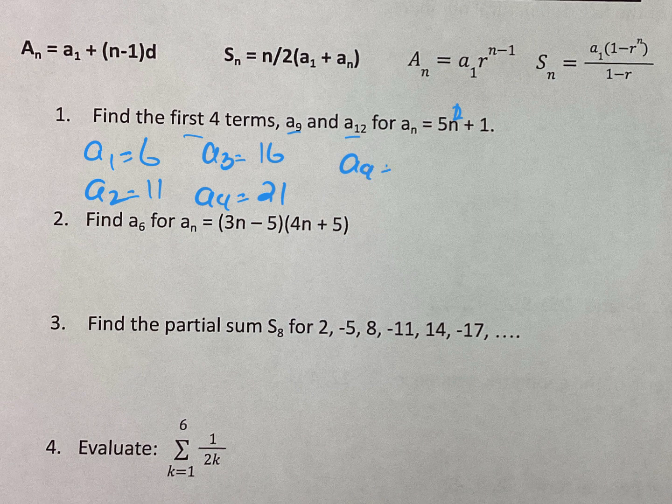The 9th term, plug in 9. 5 times 9 is 45, plus 1 is 46. And the 12th term, 5 times 12 is 60, plus 1 is 61.